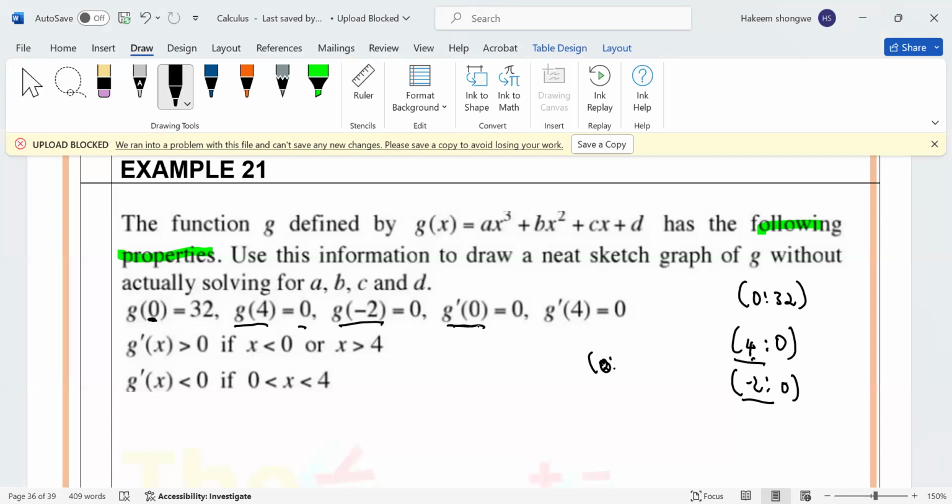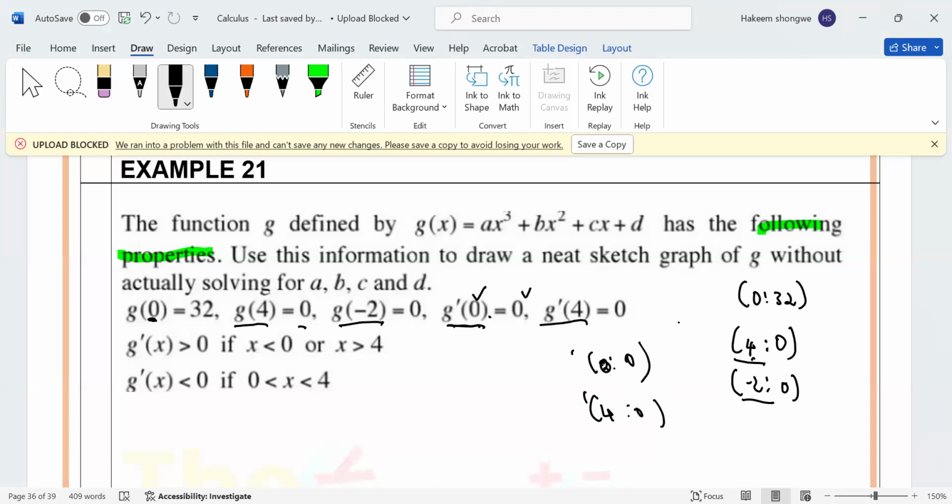They're saying g prime of 0 is equal to what? What does this mean? It means when x is equal to 0, our gradient is going to be equal to 0. But do we know what our y is? We don't know what our y is as yet. Let's try this one: g prime of 4. When x is equal to 4, what is our gradient? 0. Our gradient is 0. So let's call this one a turning point. I'm also going to call this one a turning point.